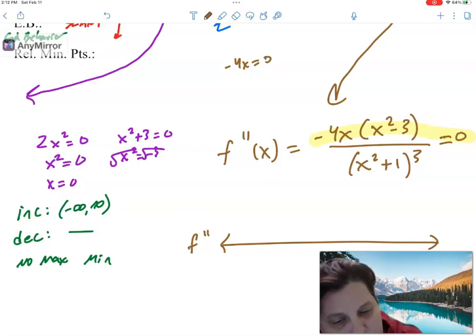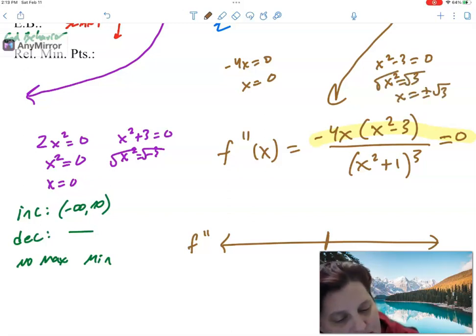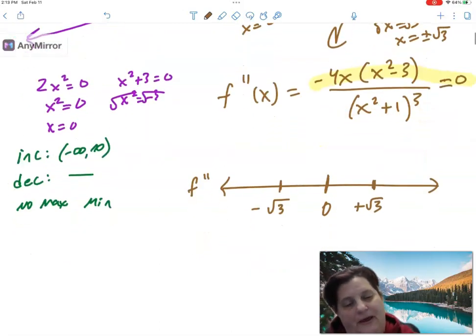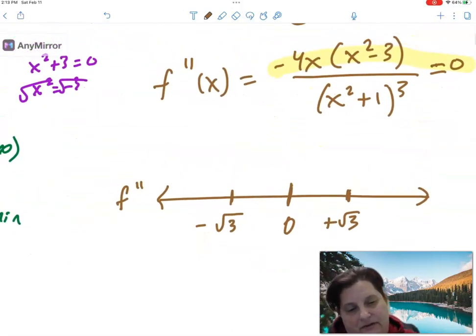Okay, now this is where it's going to get a little bit fun, because when I solve this, I'm going to set -4x equal to 0 and solve that. And I'm going to set x squared minus 3 equal to 0 and solve that. So x is 0. So that's one of my possible inflection points. This one, x squared is 3. So x is plus or minus square root 3. So that's cool. That's a couple more possible inflection points. Okay? And now I'm going to test everything into there.